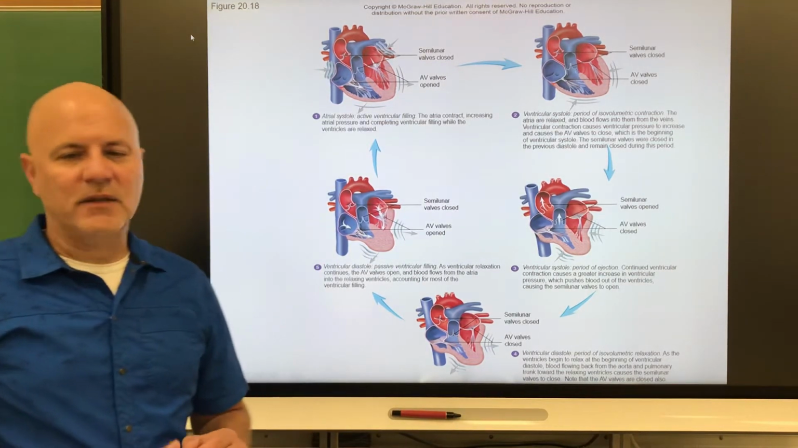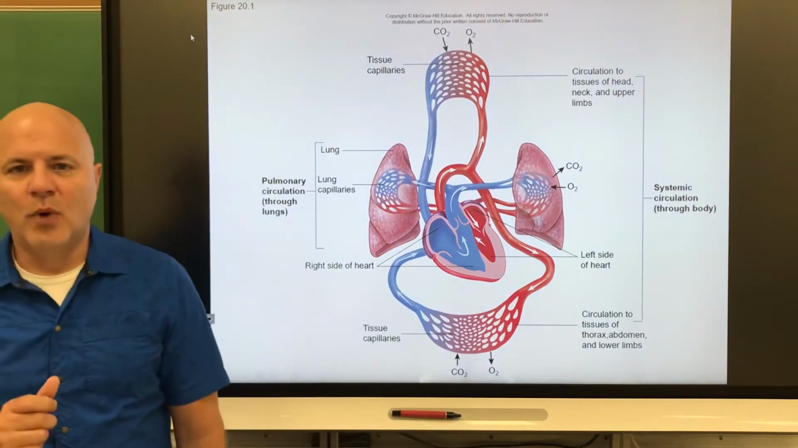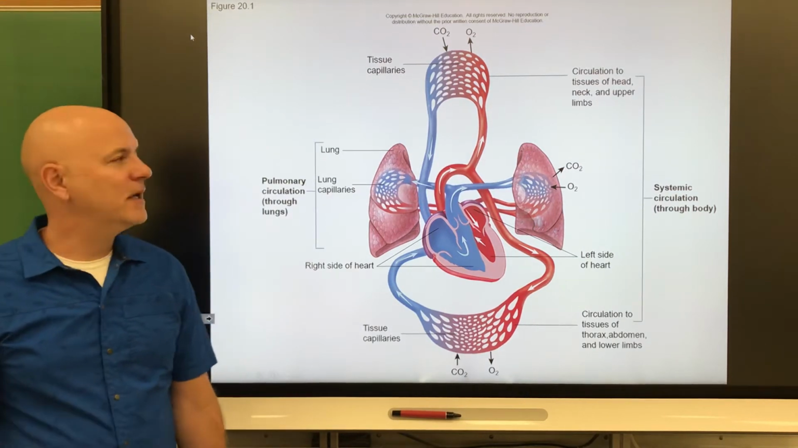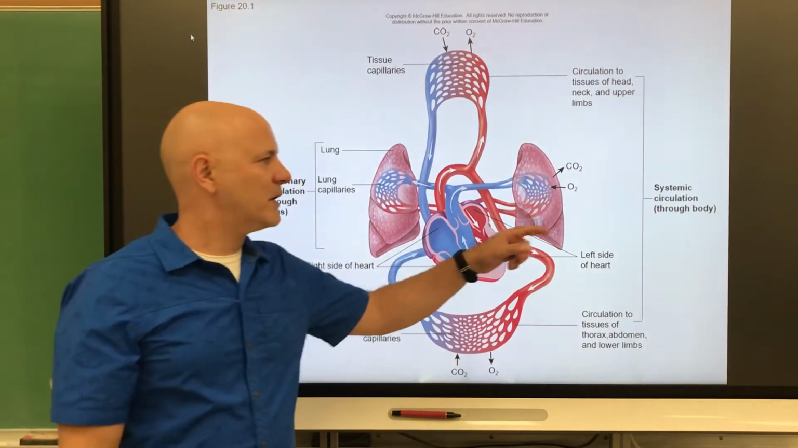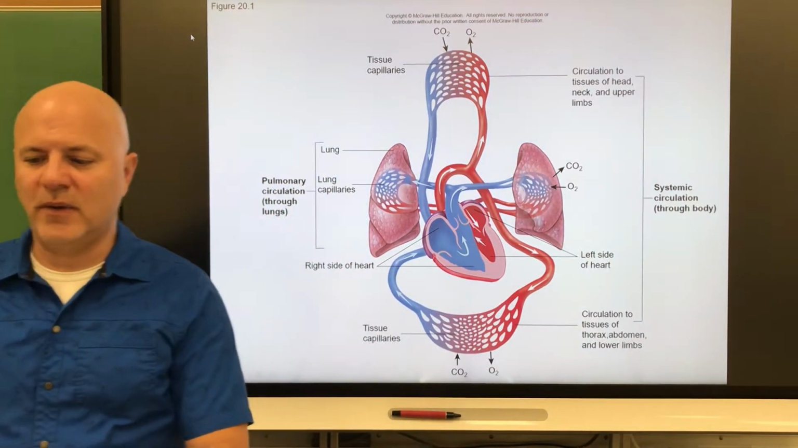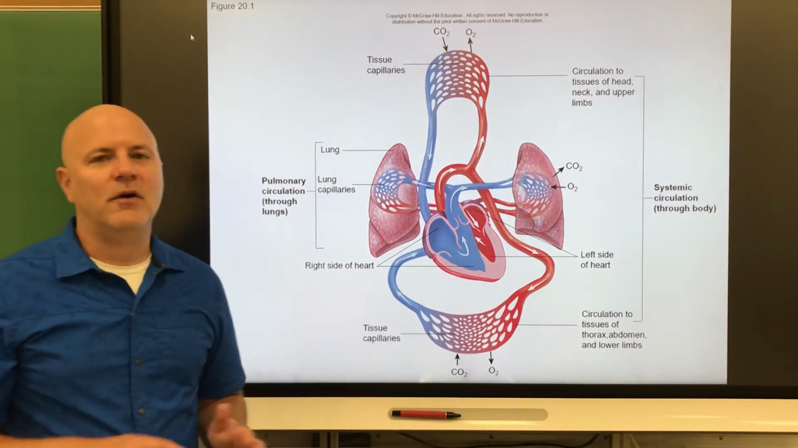So let's take a look at the path of blood. In the path of blood, there are two systems. One is the pulmonary circuit, and these are blood vessels that carry blood to and from the lungs. The other is the systemic circuit, and this is the blood vessels that carry blood to and from the body tissues. Both of these circuits work and occur at the same time.